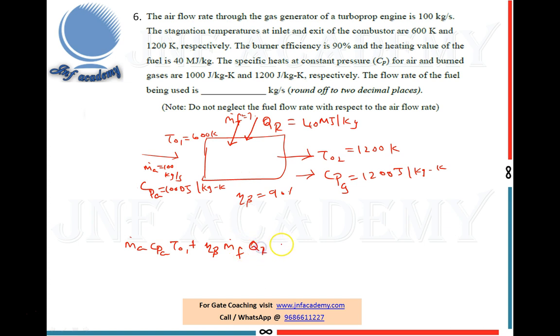QR is nothing but the fuel heating value. The gas mass flow rate will be m dot A plus m dot F, into CPG into T02. Now in this equation, everything is known: m dot A, CPA, T01, eta B, QR, except m dot F. If you substitute the values here, you can find the value of m dot F. That's very simple. Let's get the expression of m dot F from that equation.